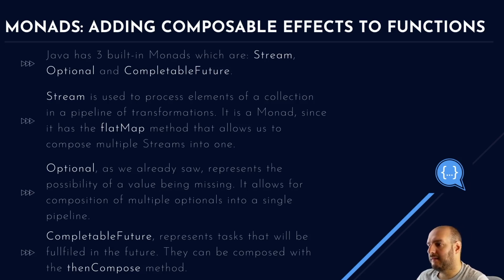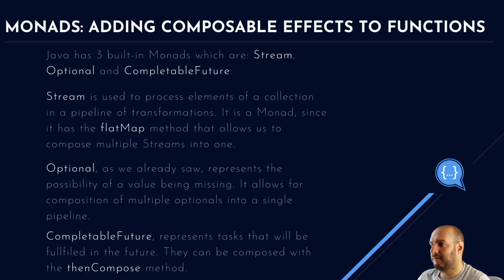And then we have optional, which we already saw, and this one represents the possibility of the value being missing. If we have multiple optionals, what we can do is use flat map to combine them together into a single optional.